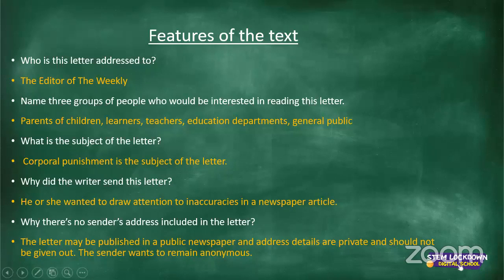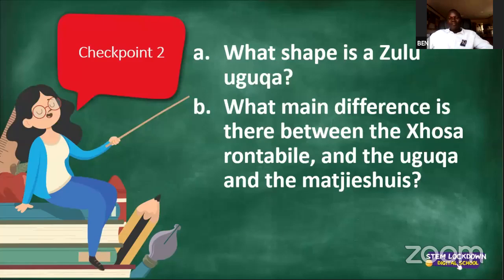Okay. The letter may be published in a public newspaper, and address details are private and should not be given out. Also, the sender wanted to remain anonymous. Okay. Let's see, Yolusa said confidentiality. That is fine as well. It doesn't matter as long as you said that that person was trying to protect their identity. To make a dome, they should have tried other shapes and failed, and ended up coming up with a shape that is stronger than the other.